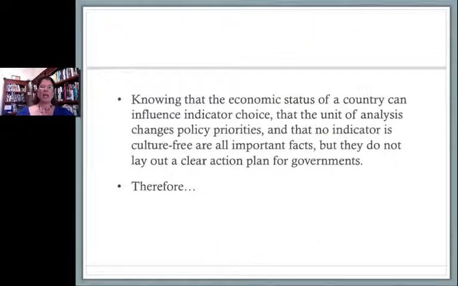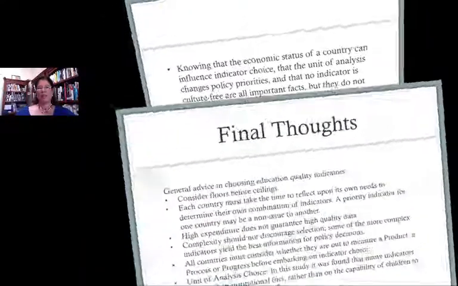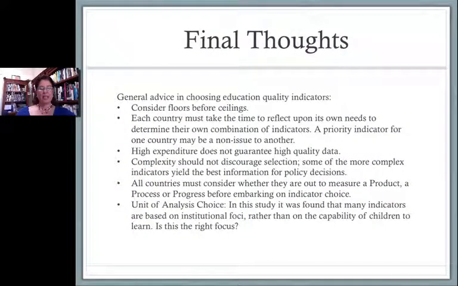So what does this mean? We know that the economic status of a country can influence indicator choice, and that unit of analysis can influence choice, and that culture does influence choice. So therefore, what we would suggest then is that there is an overall global vision before choosing indicators, that before countries launch into this process, we should consider the floors before the ceilings. So, there are some basic things that have to be done before you can go on to advanced indicators. That each country is going to be unique. It's not like here's the recipe, go ahead and bake your cake, but that here I'm giving you a bunch of different ingredients and you're all going to come out with something totally different. It's all going to end up differently.